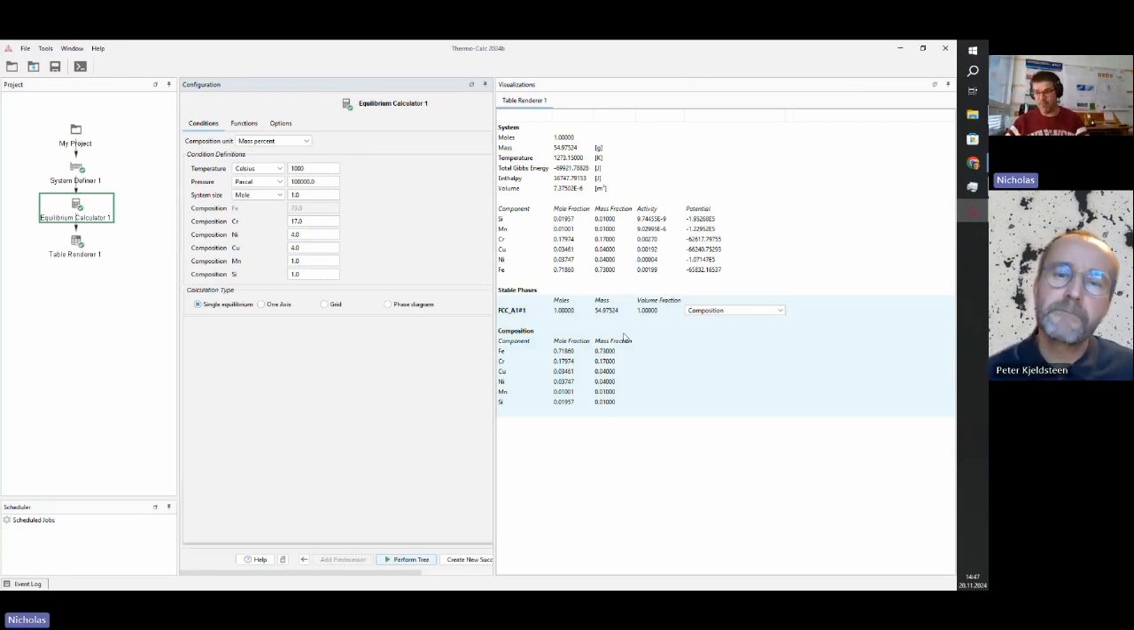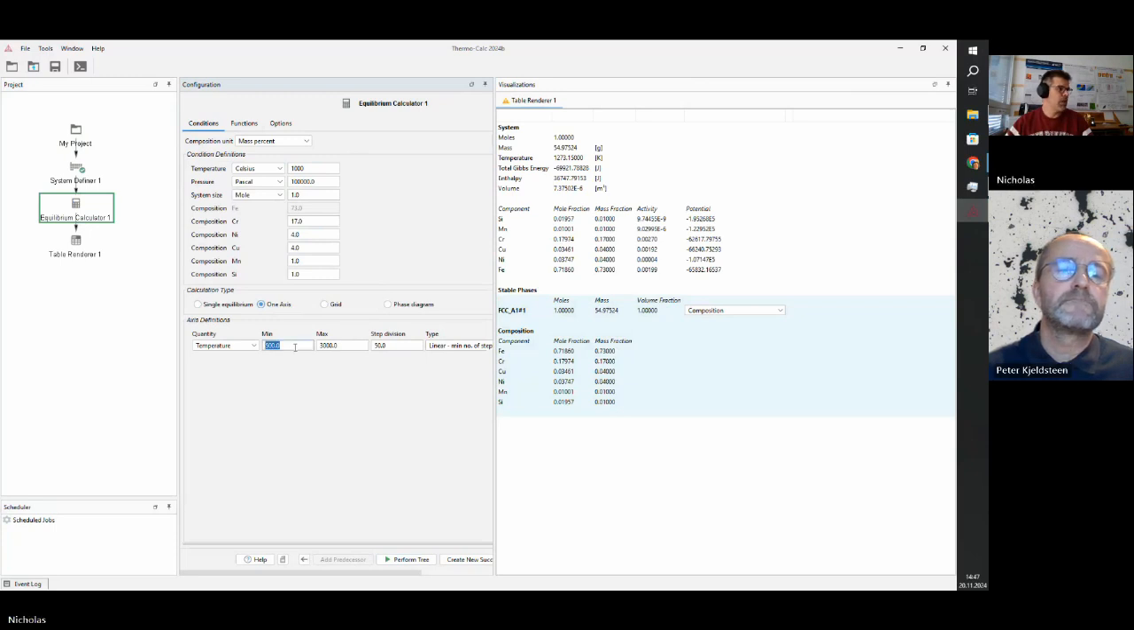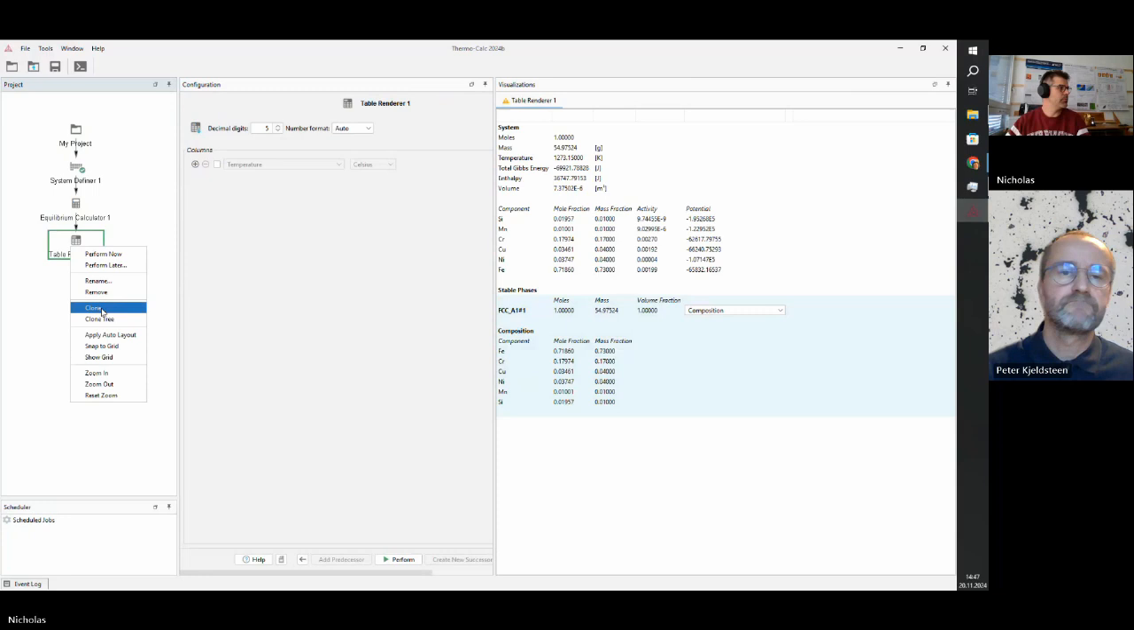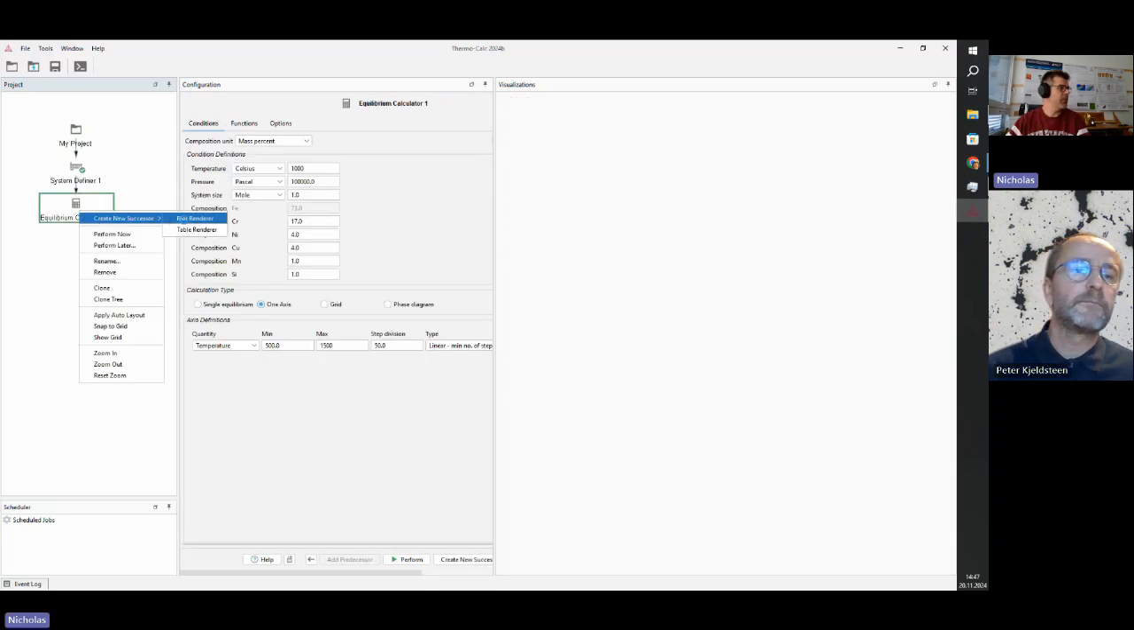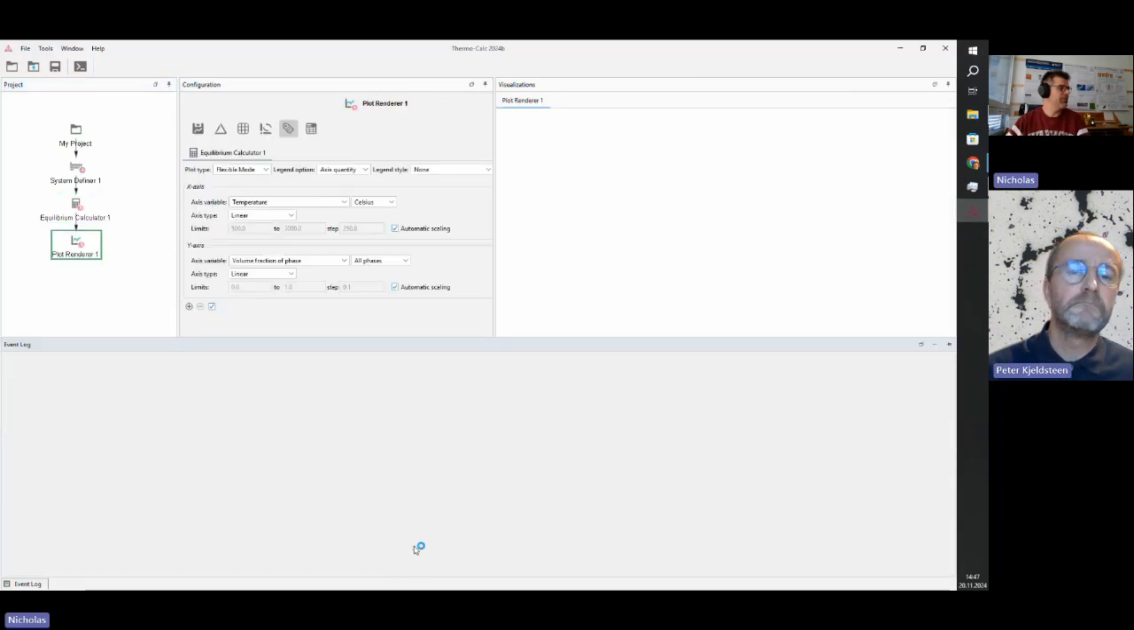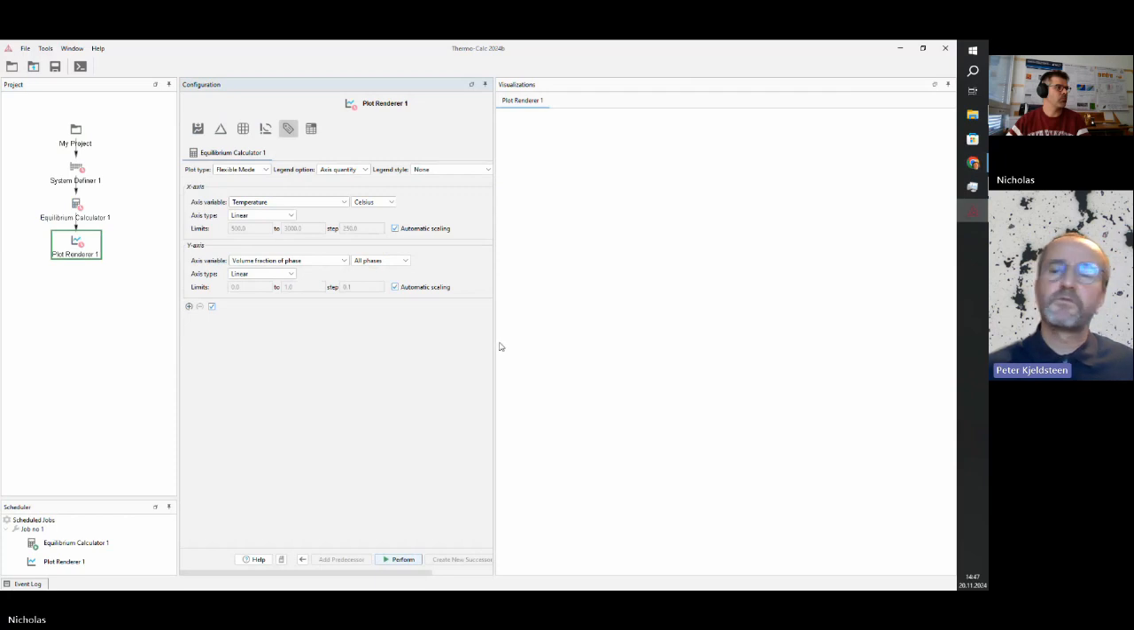Let's just do a one-axis stepping to see what happens. So I go again, one axis, maybe 500 degrees in this case, 1,500 should be enough. I'll move the table and make a plot renderer and perform. It would be nice to know at what minimum temperature I should be if I want to homogenize it. That should be possible to see now.